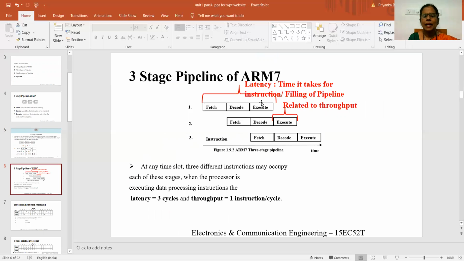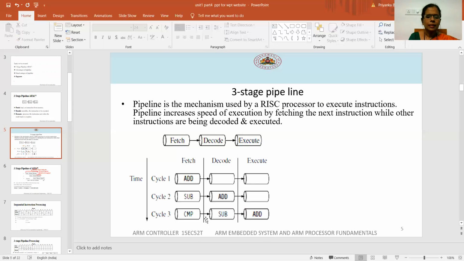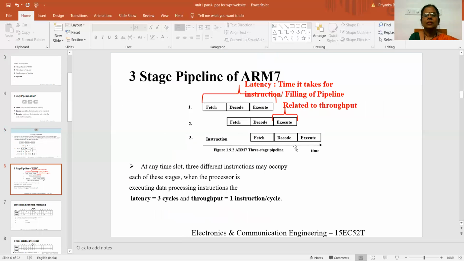So latency is a time period. How much time does it take to fill the pipeline? Check the diagram here. In cycle 3, the pipeline is filled. In cycle 2, the pipeline is not filled. In cycle 1, the pipeline is not filled. So how much time has it taken to fill the pipeline? Cycle 1, cycle 2, and in cycle 3 the pipeline is filled. The time taken to fill the pipeline is called latency.